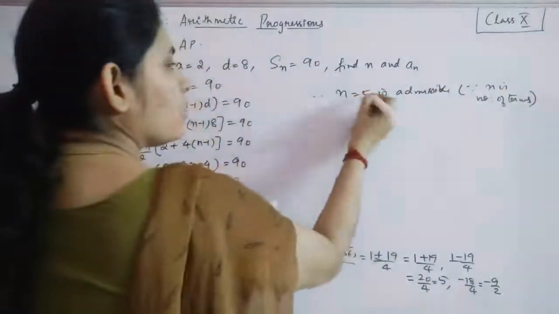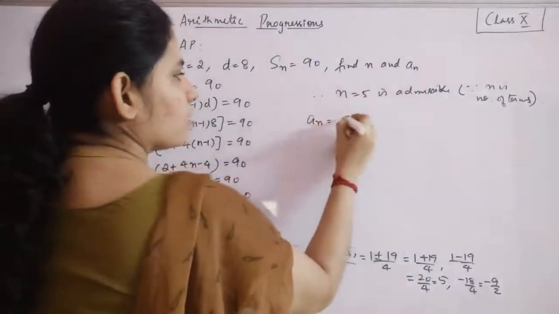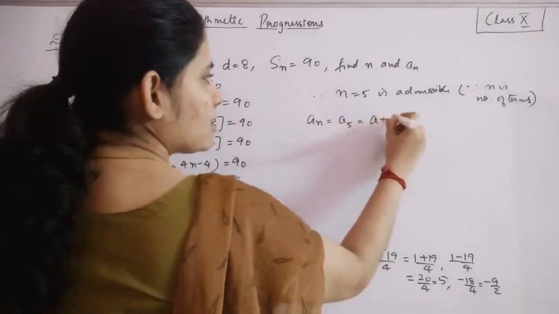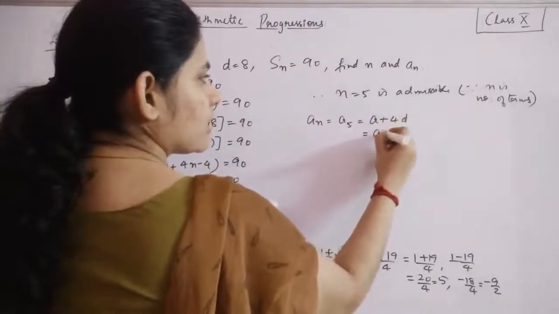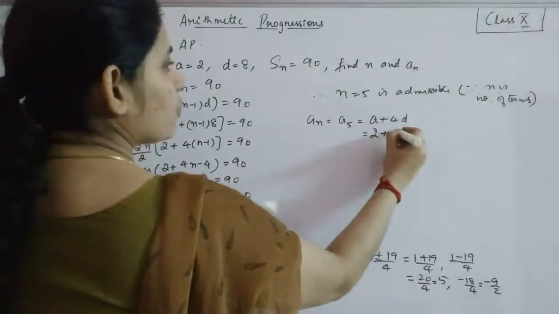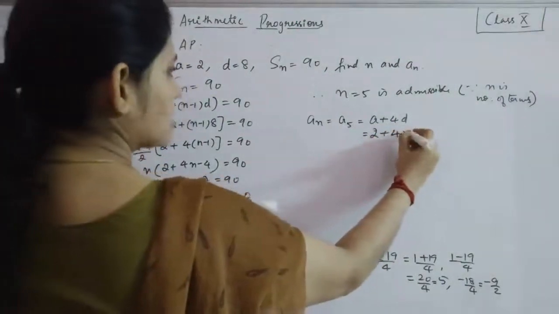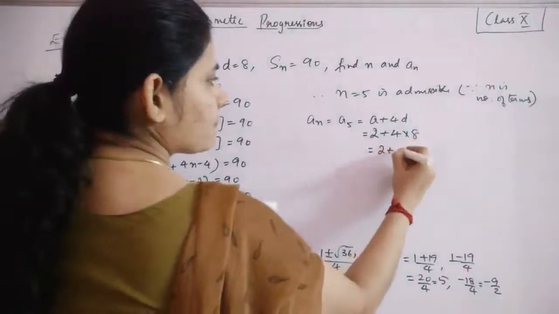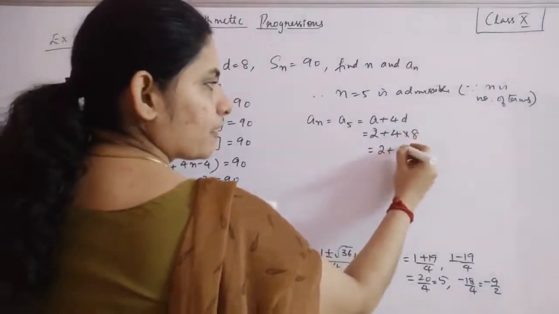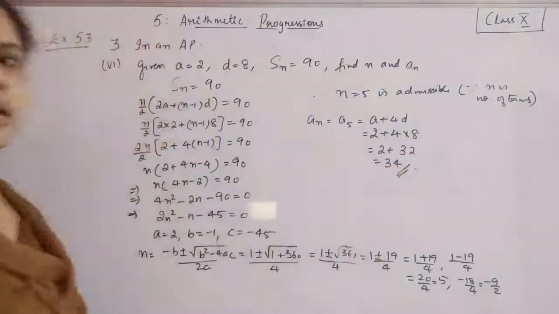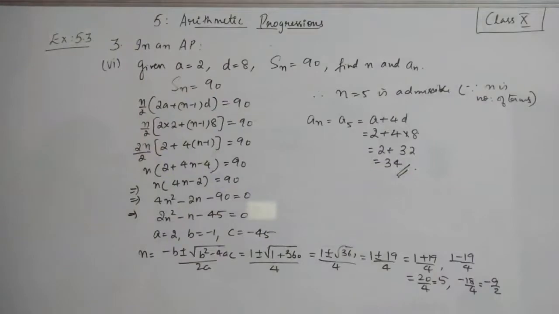Now when you got your n, you can find out what is an equal to. An is a5, and a5 will be a plus 4d, which is equal to a plus, a is what? How much? 2. So it is 2 plus 4 into d is 8. Now it is 2 plus, how much you will get? 2 plus 32, so you will get 34. So your a5 is 34.